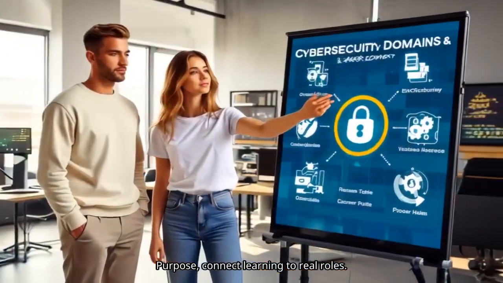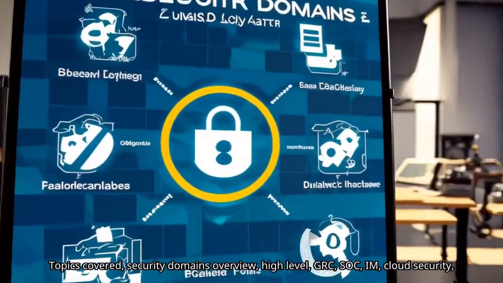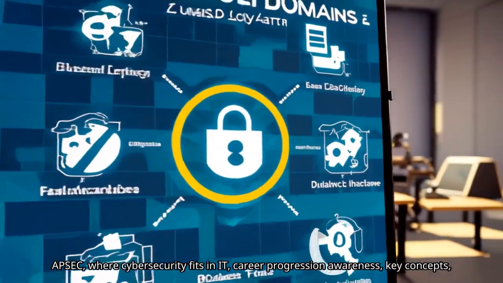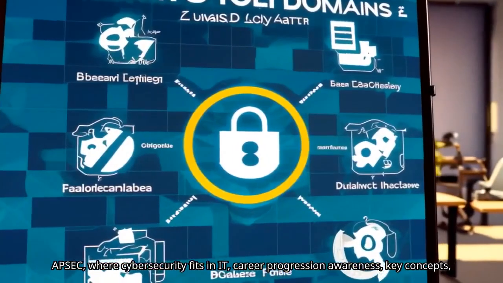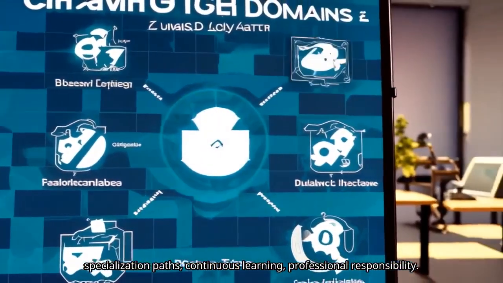Purpose: connect learning to real roles. Topics covered: security domains overview, high level, GRC, SOC, IAM, cloud security, AppSec, where cybersecurity fits in IT, career progression awareness. Key concepts: specialization paths, continuous learning, professional responsibility.